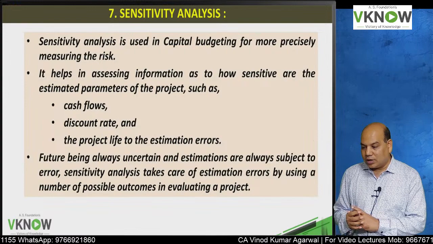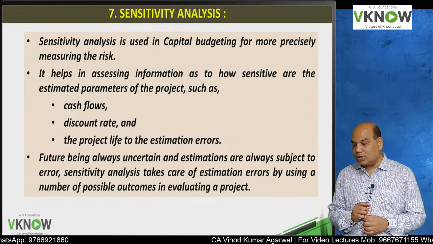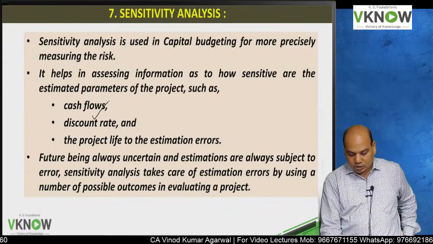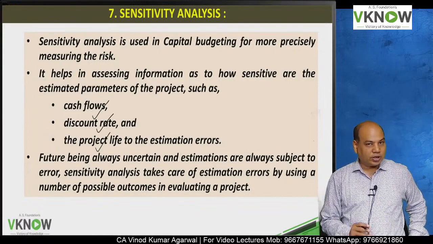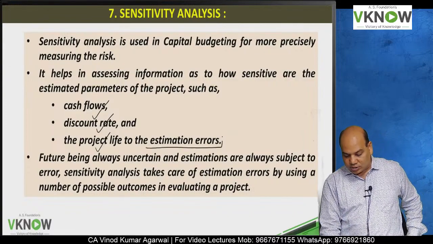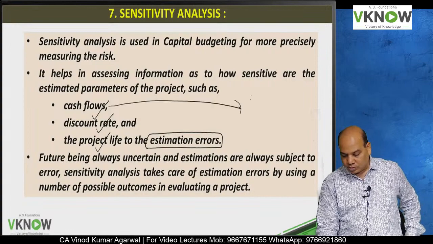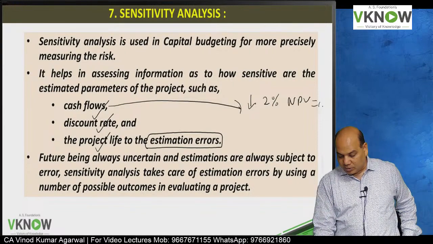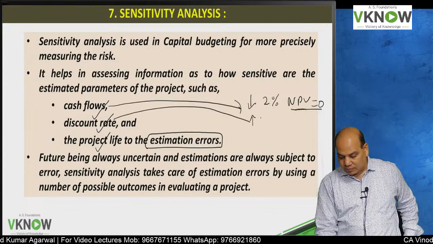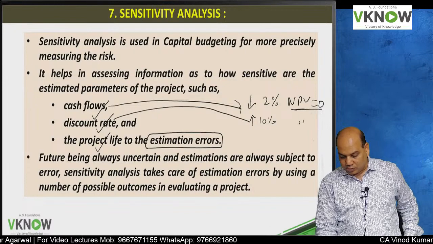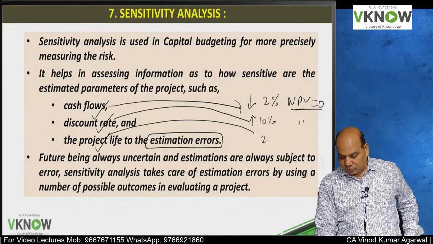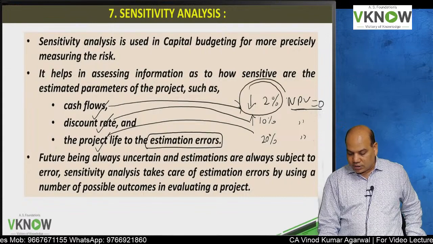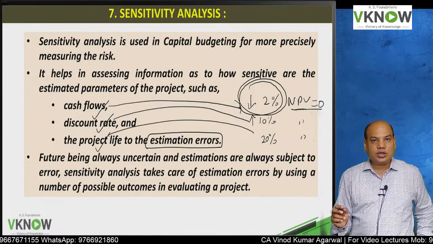Okay, it helps in assessing information as to how sensitive the estimated parameters of the project are, such as cash flow, discount rate, project life. These are all my estimated numbers, because once I start the project, the actual outcome can be different due to estimation error. Suppose if cash flow decreases by 2%, NPV becomes 0. If discount rate increases by 10%, NPV will be 0. If project life is reduced by 20%, NPV is 0, which means the project is more sensitive to cash flow.